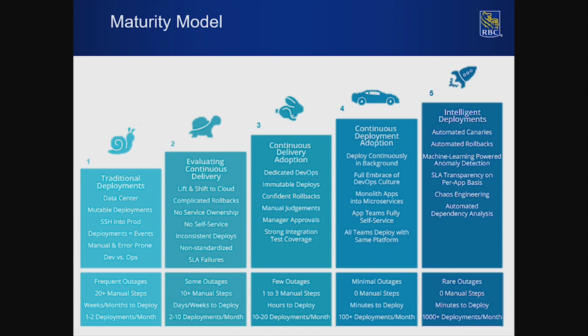And after that, you have a third model, continuous delivery adoption, and you increase the number of deployments. And at the end, you have intelligent deployment. You have more than a thousand deployments per month. It's crazy.